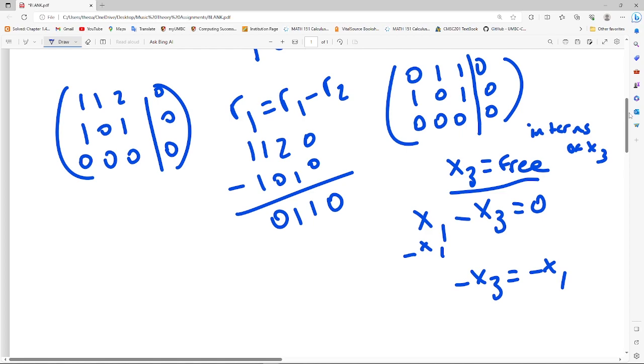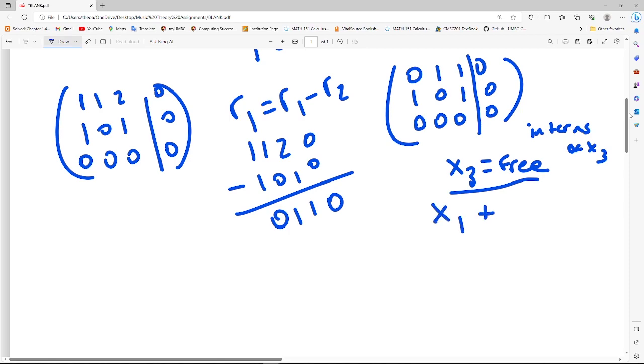I made a little bit of a mistake here, actually. My fault. So I have x1 plus x3. That's my bad. x1 plus x3 equals 0. Wait. Give me one sec. All right, hang on. Back on track. We have x3 is free.